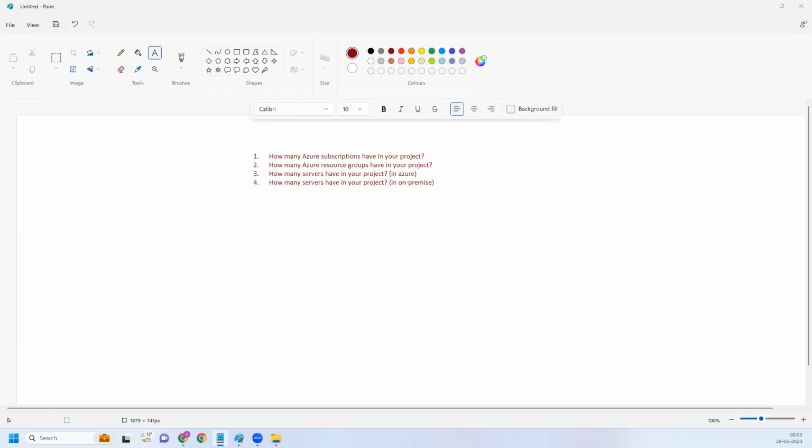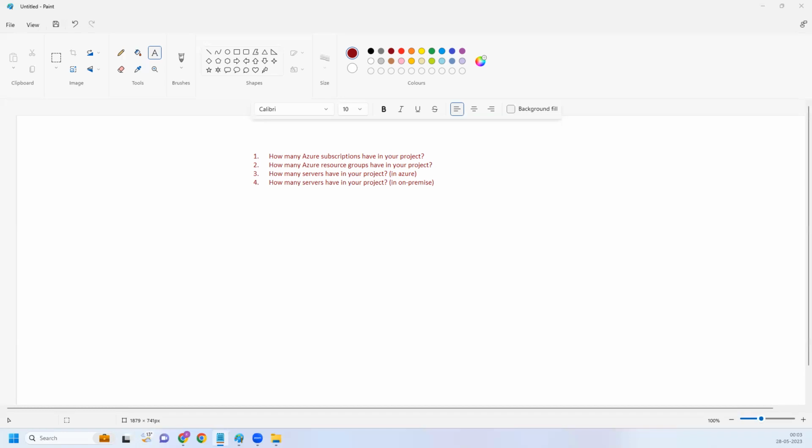So basically, based on this question, what I understand is they're trying to understand your current project. So how can you answer this question? Well, if you already have experience and you have been working on Azure, you'll be able to answer this question for sure because you know your Azure architecture very well.